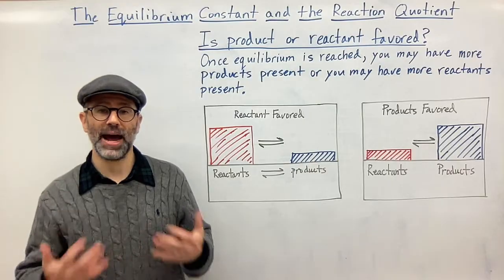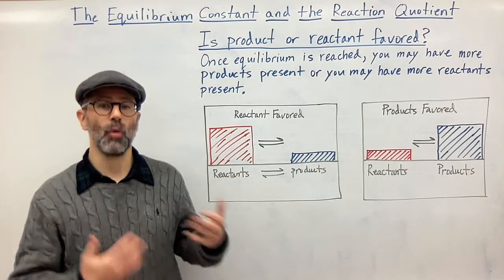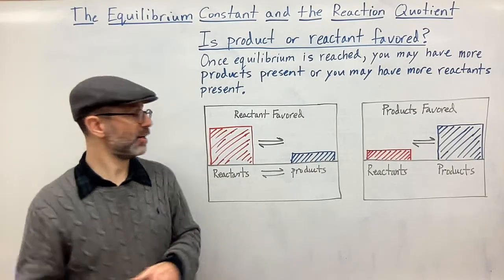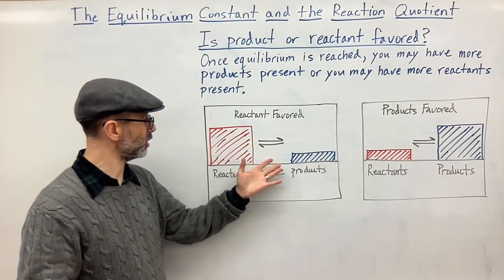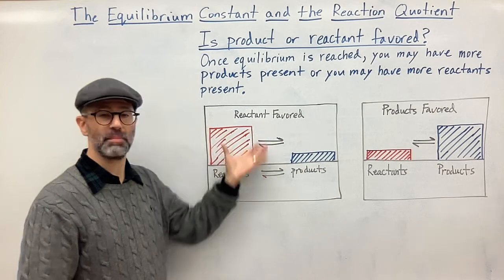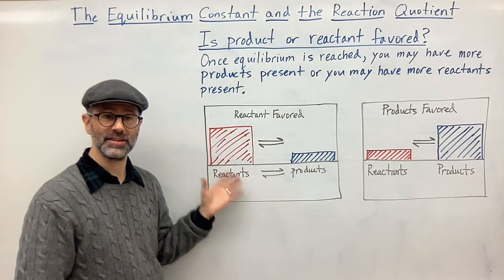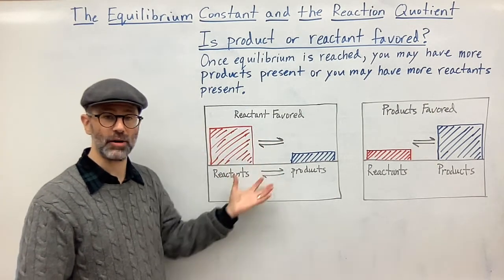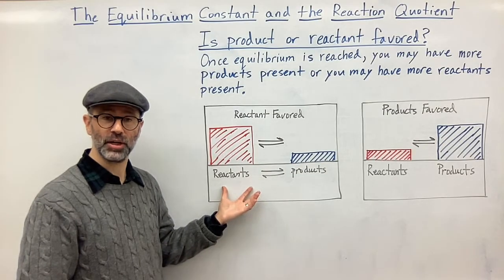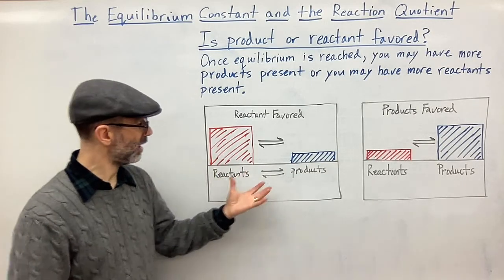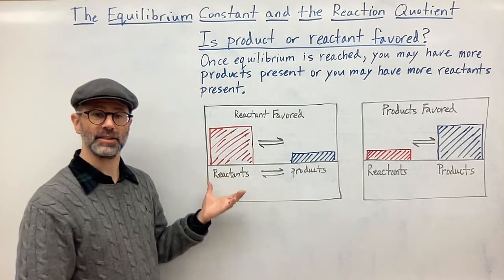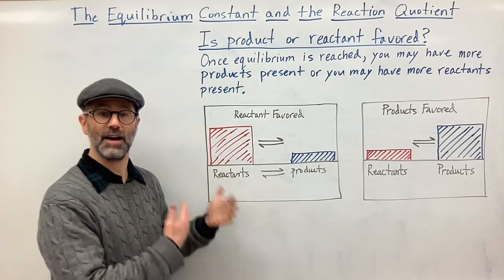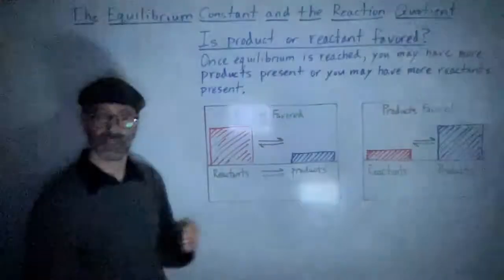So if you end up at equilibrium and you have more reactants than products, as in this picture here, right? So if this is at equilibrium, and the concentration or amount of reactants at equilibrium is more than that of products, then the reaction is favoring the reactants, meaning that it prefers to have more reactants than products.